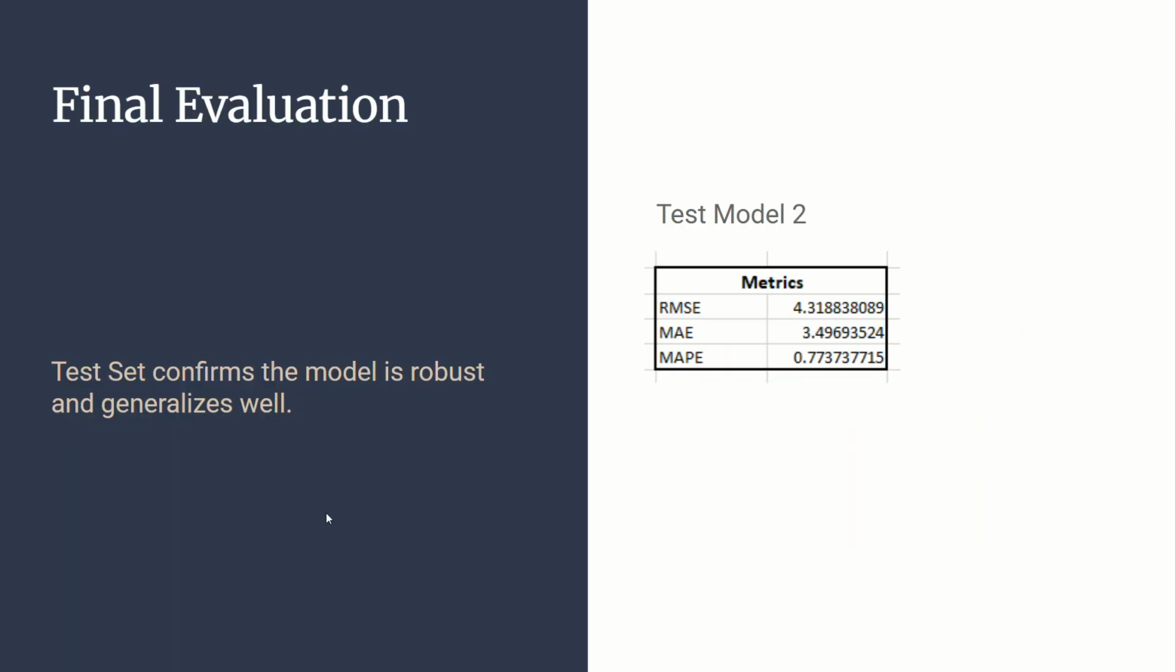Finally, I applied Model 2 to the test set, which was never seen before by the model. The results show that it generalized well with low error metrics. In conclusion, Model 2 was the best choice. It's simple, accurate, and interpretable.